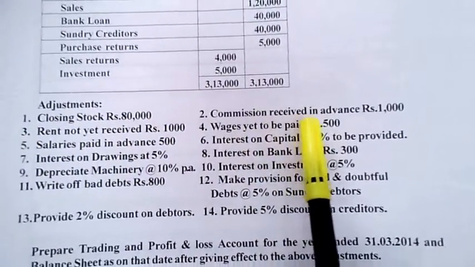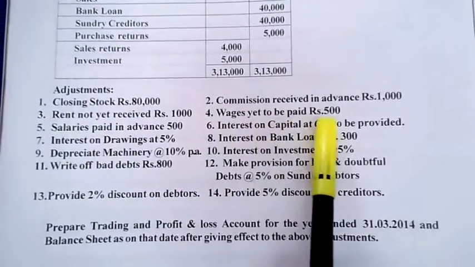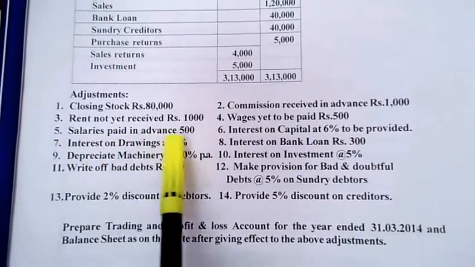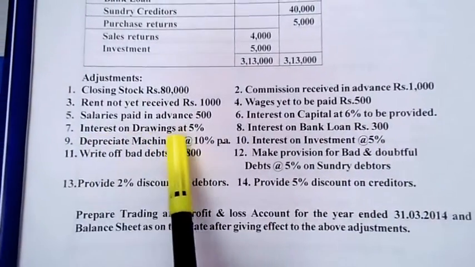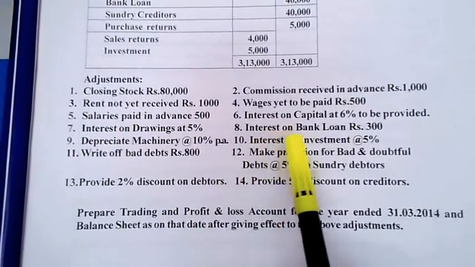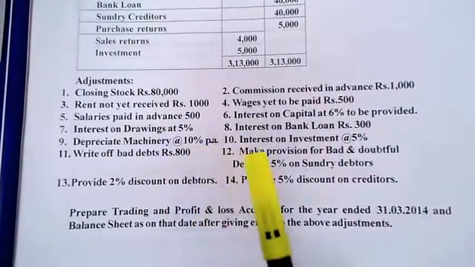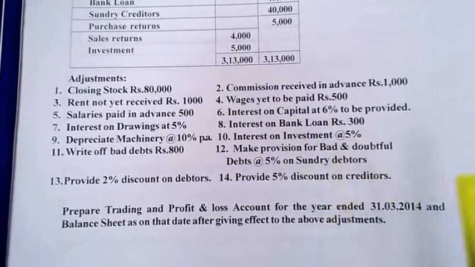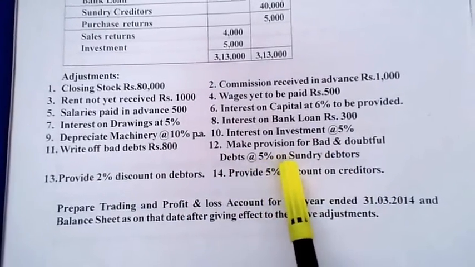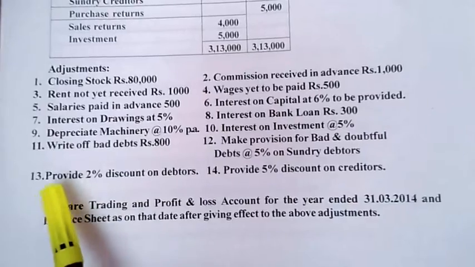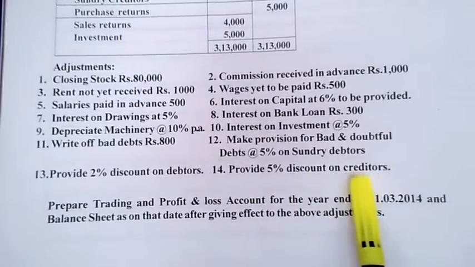Second one, commission received in advance, rent not yet received, wages yet to be paid, salaries paid in advance, interest on capital at 6%, interest on drawings at 5%, interest on bank loan 300, depreciate machinery at 10% per annum, interest on investment 5%, write off bad debts 800, make provision for bad and doubtful debts 5% on debtors. The next one, provide 2% discount on debtors. The last one, provide 5% discount on creditors.